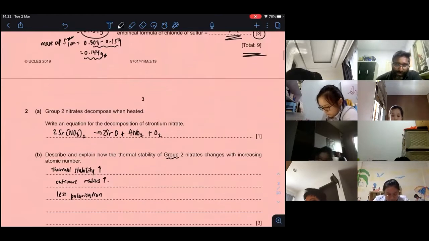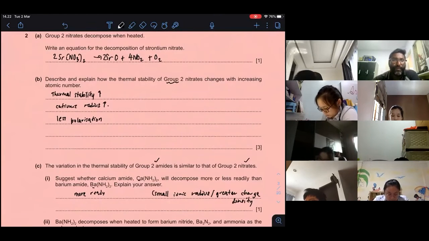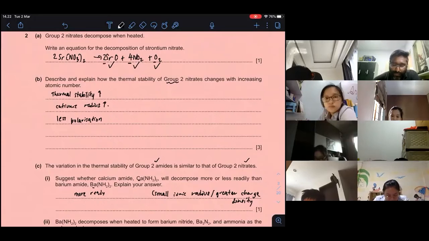And then for number 2, this is also theory based. Group 2 nitrates decompose when heated. When they decompose, they give you metal oxide, nitrogen dioxide, and oxygen. So you need to know about this. If not, you are not going to be able to balance it. Using that, you just balance, and then you will get these numbers over there. Once you balance, it's fine, and you will get that 1 mark.